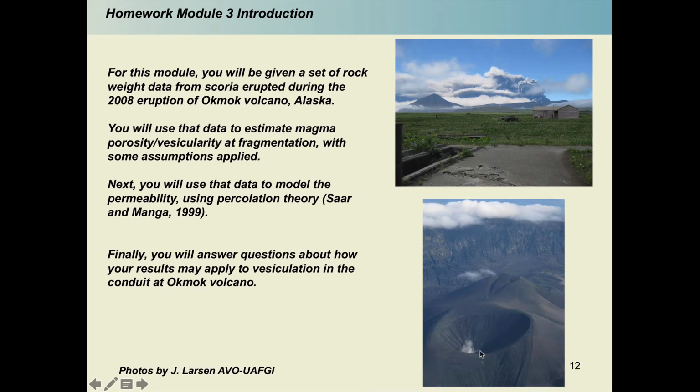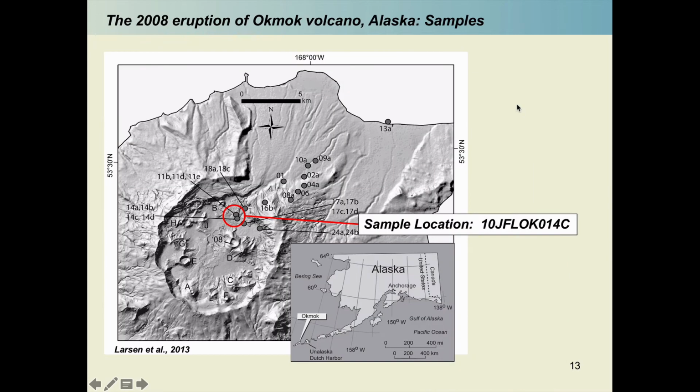You can see a little steam poof coming out from the interior of that cone here. This is inside of the caldera. So this is the cone that was producing this big ash cloud shown up here in this picture at the top.